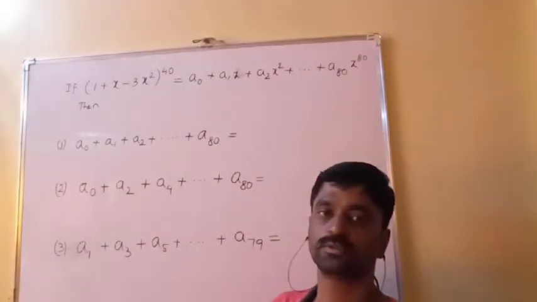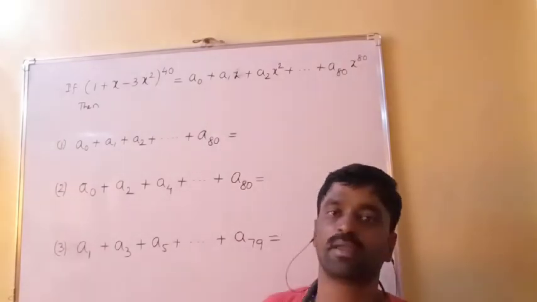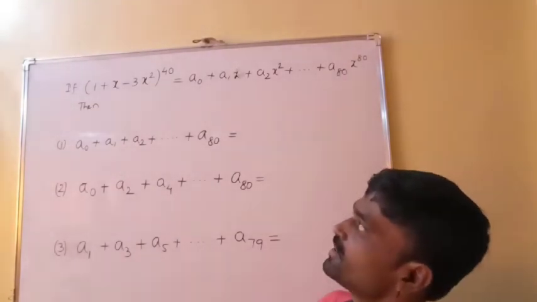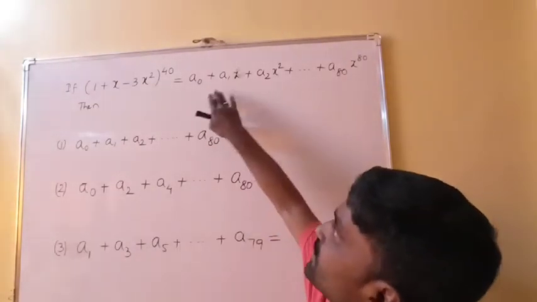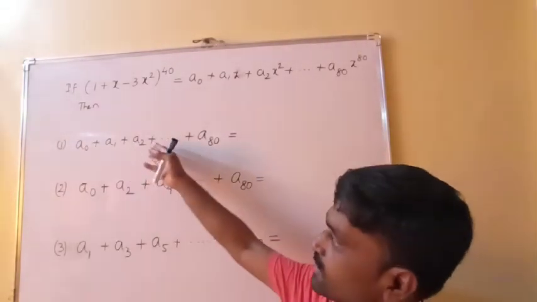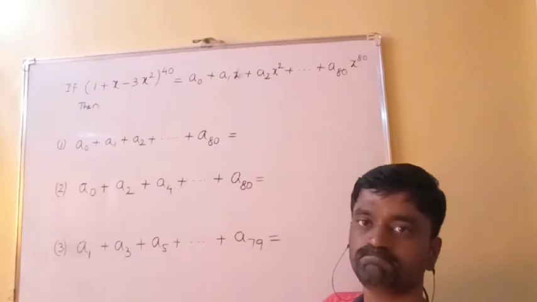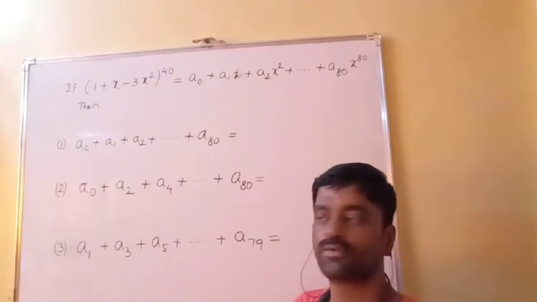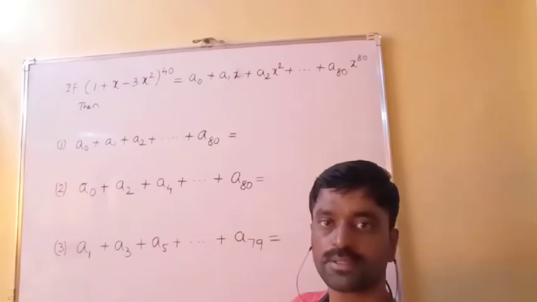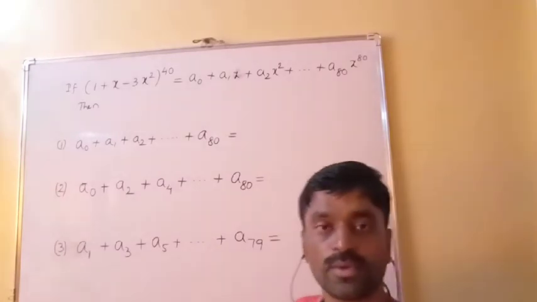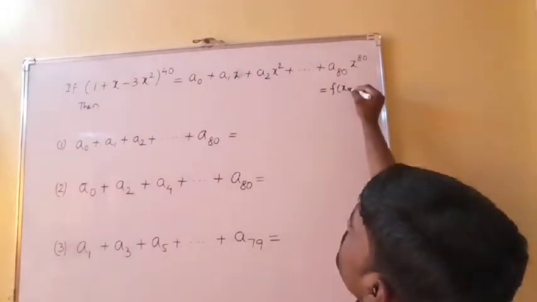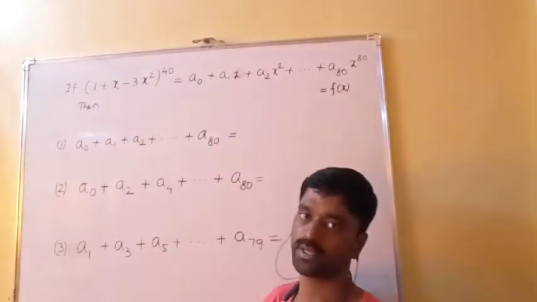So look at the next problem. I'm explaining that there is a trick in the problem itself. So if (1 + x - 3x^2)^40 is a0 + a1x + a2x^2 and so on up to a80 x^80, then what are the values of these? For all these also a shortcut trick is there. So what is that short trick? To get that, let us assume this polynomial is equal to f(x).